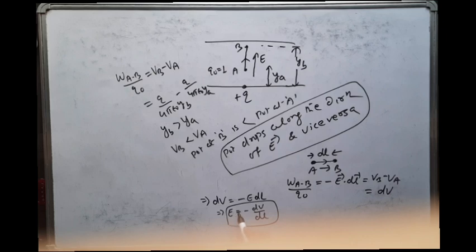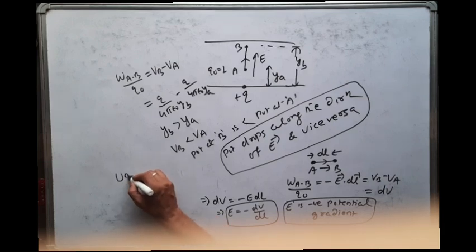So the electric field is equal to negative dV by dl. What is dV by dl? Potential gradient. That means with respect to a distance dl, if the potential difference is dV, then for unit distance the potential difference would be dV by dl. So dV by dl is called the potential gradient, and there is a negative sign. So we can say the electric field is the negative potential gradient. This is also another definition of electric field.